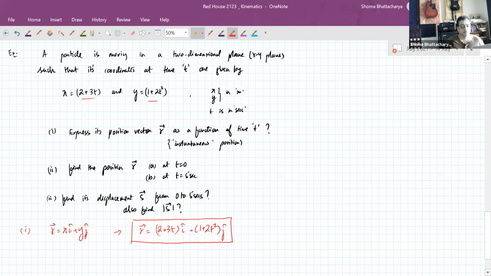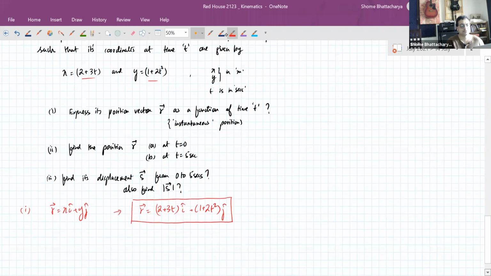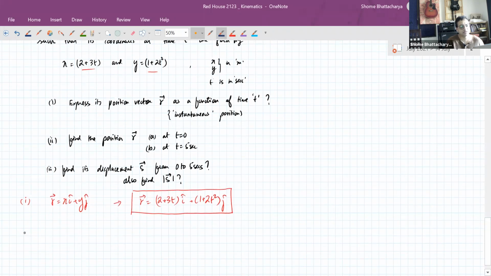Now, once you've got this, the rest is just about following the instructions of the question. The second thing, we have to find the position at t equal to 0. So just substitute t equal to 0. That is where the particle is starting its motion from: 2 I cap plus j cap, you can see. If you visualize this in the xy plane, the particle would be starting its motion from somewhere here. Let's say this is where it is at t equal to 0. Its coordinates would be 2, 1.